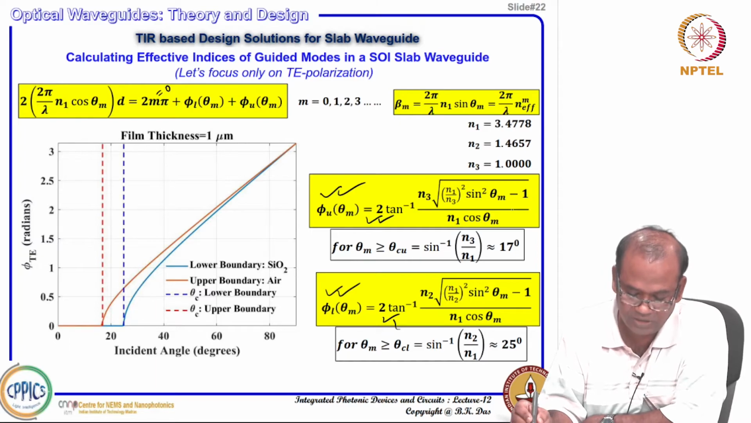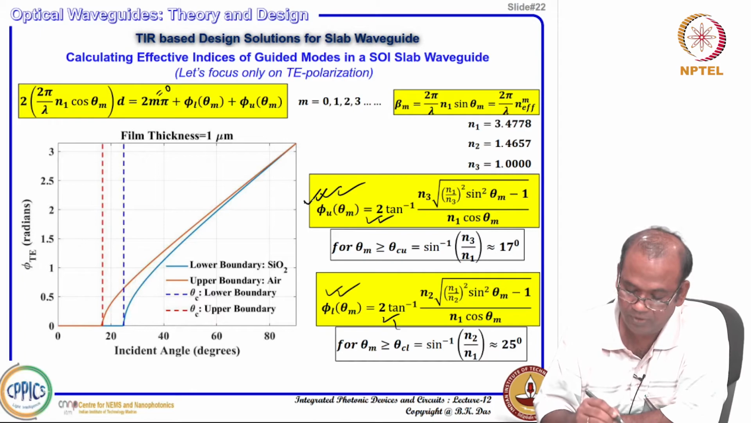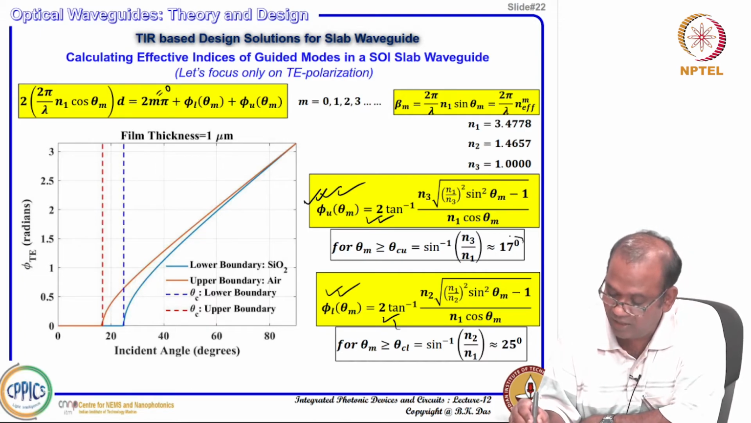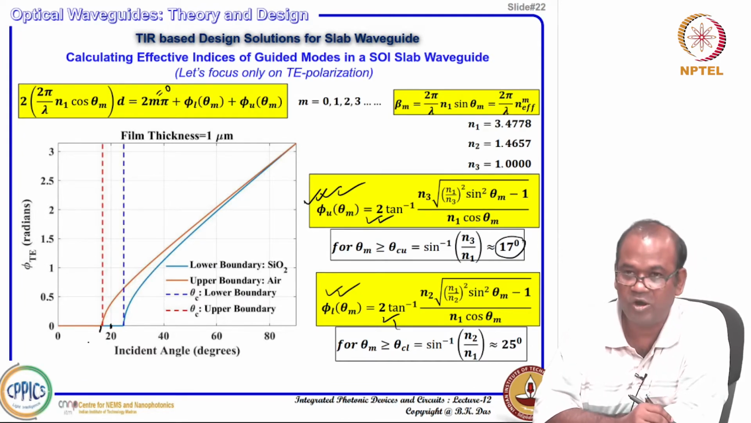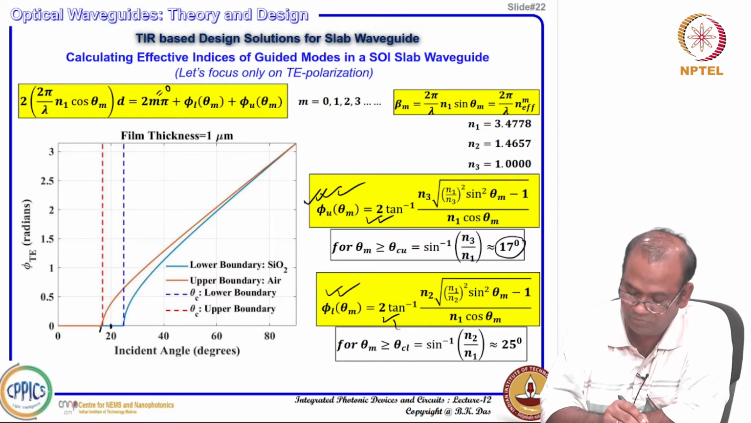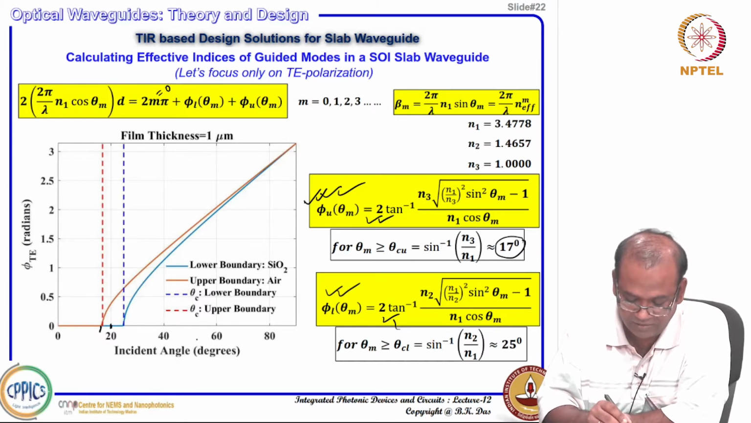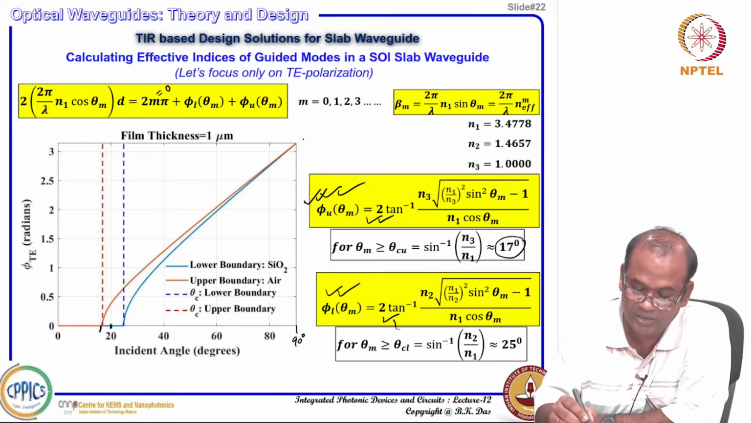If you consider the upper interface, what is the critical angle? 17 degree. This is the x axis, this is 20 degree, so this is the 17 degree point. From 17 degree, you see that the phase increases as a function of theta up to 90 degree, and it increases up to pi.